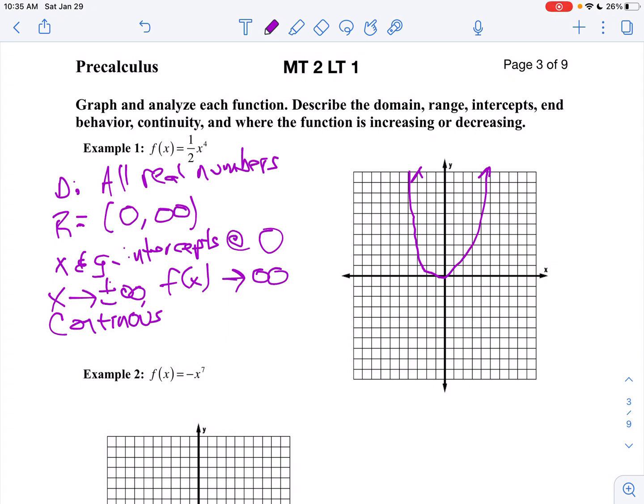And when is the function decreasing or increasing? Well, it's increasing from 0 to infinity. And it's decreasing from negative infinity to 0.